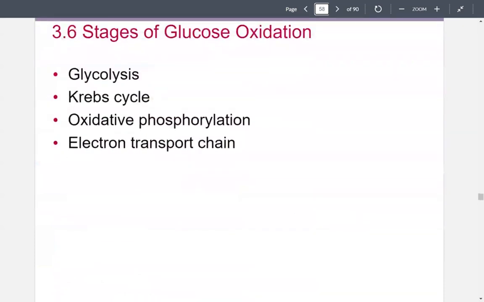Glucose oxidation has multiple steps, and to be perfectly honest, most of the time you will see textbooks refer to 3 steps. Now, the reason for this is because that oxidative phosphorylation step is usually combined either into the Krebs cycle or the electron transport chain. However, our textbook is separating it out, so that is what we are going to do.